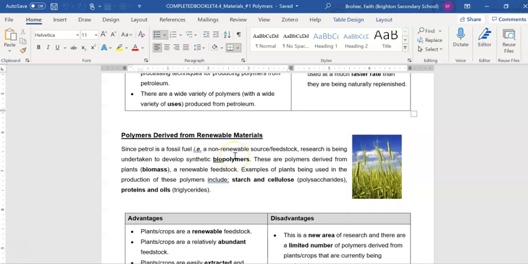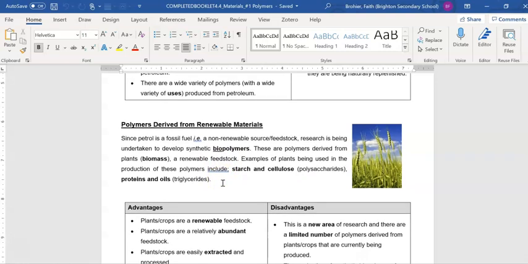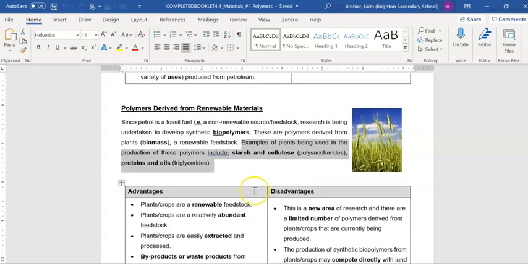Because of that, we're trying to produce biopolymers, where we can make polymers from renewable resources, not non-renewable resources. They're derived from biomass. So some plants, starch and cellulose can be used for that. Proteins and oils can also be used. So plants can be used to produce these polymers.